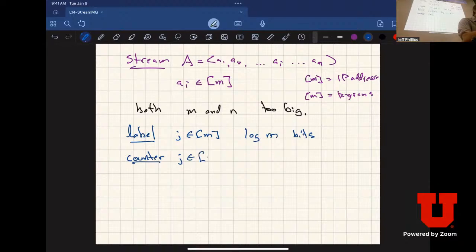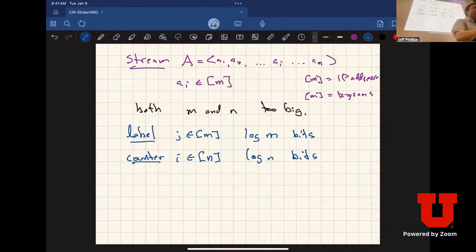with values up to N, right? I can think of counting how many things I've seen. Maybe I'll call this I, right? A counter, and this will be log of N bits, right? And this is also something that makes sense to store and keep track of. These are feasible things to do, okay?